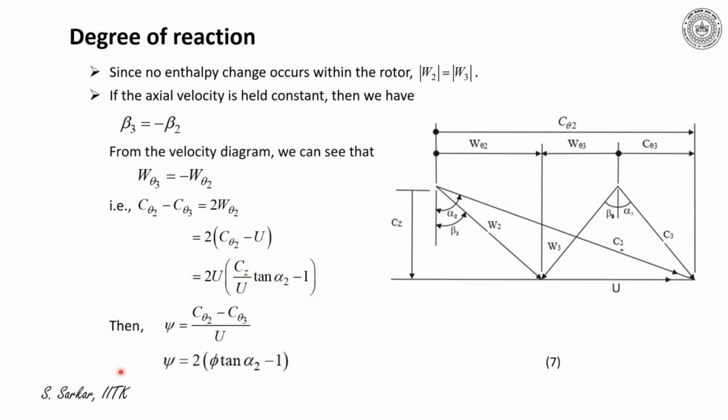Now by definition, xi, which is the blade loading capacity, is equal to C theta 2 minus C theta 3 divided by U. Thus xi becomes twice within bracket phi tan alpha 2 minus 1. Just for an impulse turbine, I have got an important relation which is xi is equal to twice within bracket phi, the flow coefficient, tan alpha 2 minus 1, where xi is called blade loading capacity.